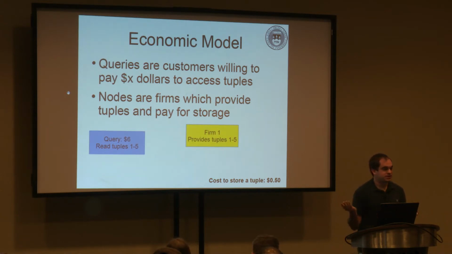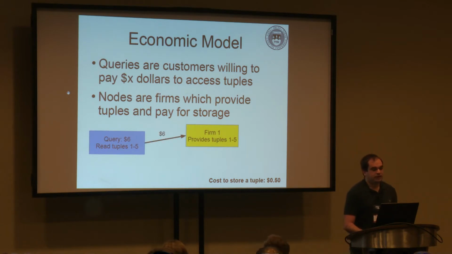So for a very basic example, let's imagine your workload contains one query, and that query is willing to spend $6 in order to read tuples 1 through 5. If you have a single firm, a single node, that provides tuples 1 through 5 at a storage cost of 50 cents, then on average, because there's only one possible firm that this query can go to, this query will give $6 to that firm, which means that firm will make $6 in income, will have an expense of $2.50, and will come away with a profit of $3.50.